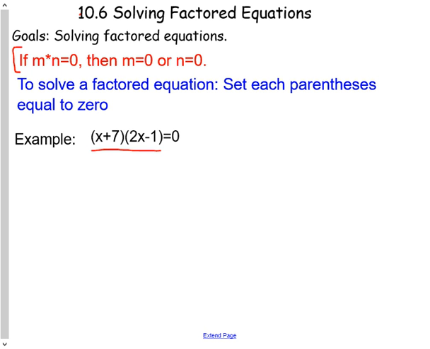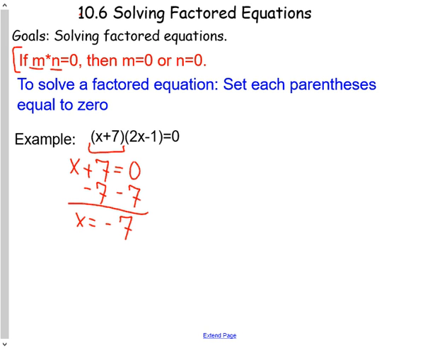As a note in blue, to solve a factored equation, we set each parenthesis equal to 0. Each parenthesis stands for a number like m and n. In this case, the example is the quantity x plus 7 times the quantity 2x minus 1 equals 0. So we set each piece, x plus 7 could equal 0, right? Because that number could be the one that equals 0, and solve. Minus 7 from both sides, and we get x equals -7.